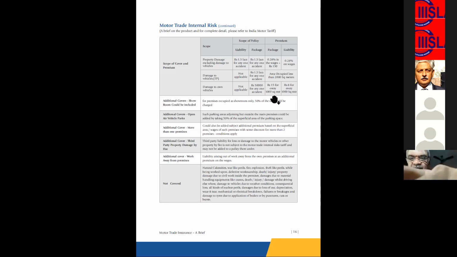There is a question: is a fire policy required or not before taking a motor policy? Yes, you need to have a fire policy separately. Number one.